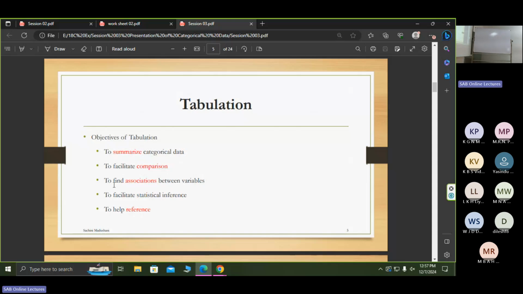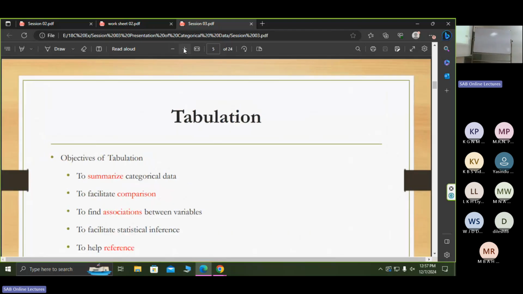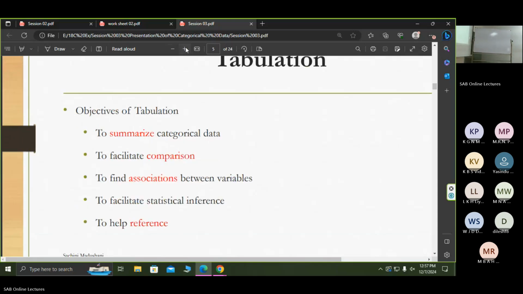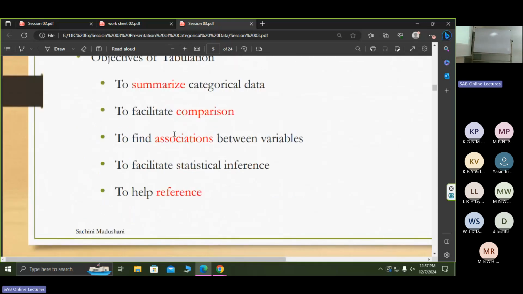Then to find the associations between variables. What is the association? Association means we can find out the relationship between the variables. Understood? Whether there is any impact or not. We can find out the relationship.